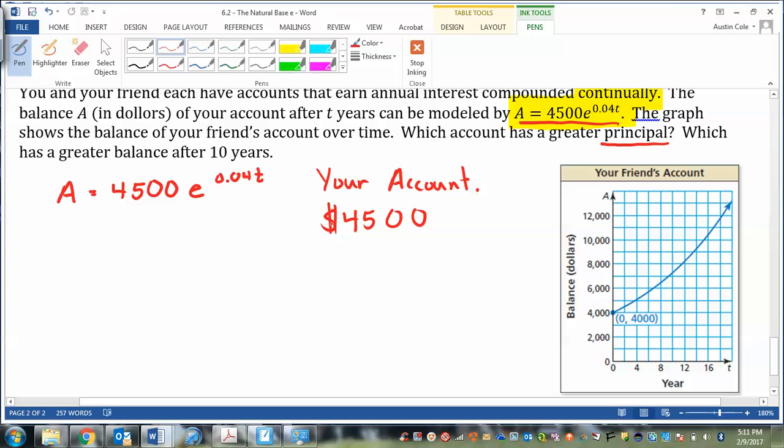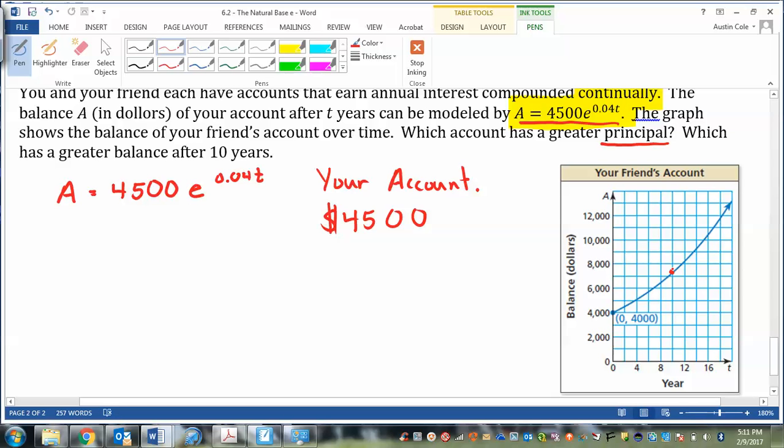All right, the next question says, which has a greater balance after 10 years? Okay, so if I look here at my friend's graph and go to 10 and go up and figure out where the graph is, that looks to be, let's see here, just over $7,000. Somewhere between 7 and 8, closer to 7. So your friend has just about $7,000.